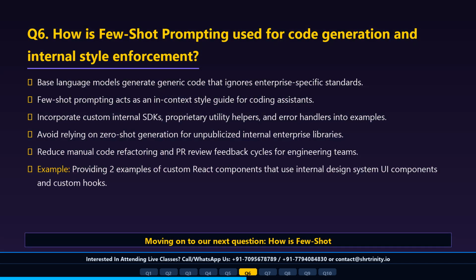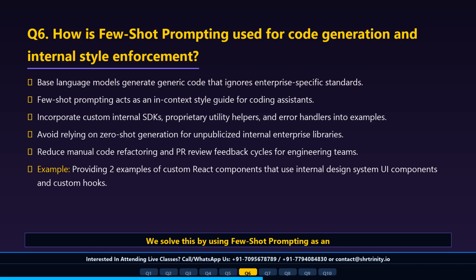Moving on to our next question, how is few-shot prompting used for code generation and internal style enforcement? Out-of-the-box language models are trained on public open-source code repositories, meaning their default output reflects general public coding patterns. However, enterprise software engineering teams enforce strict internal coding standards, proprietary design systems, and custom SDK abstractions that public models have never seen during pre-training. If you ask a model zero-shot to build a feature, it will generate generic code that fails internal code reviews.